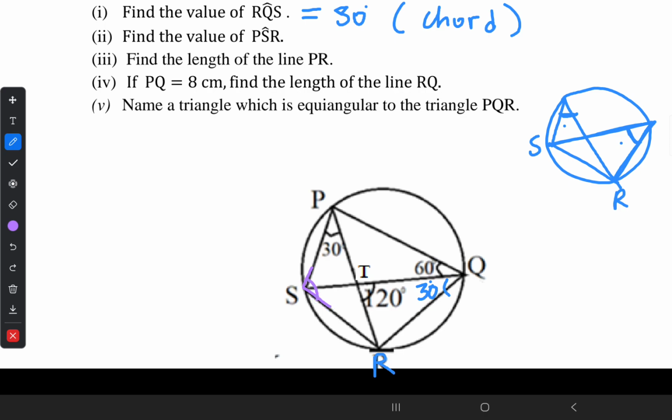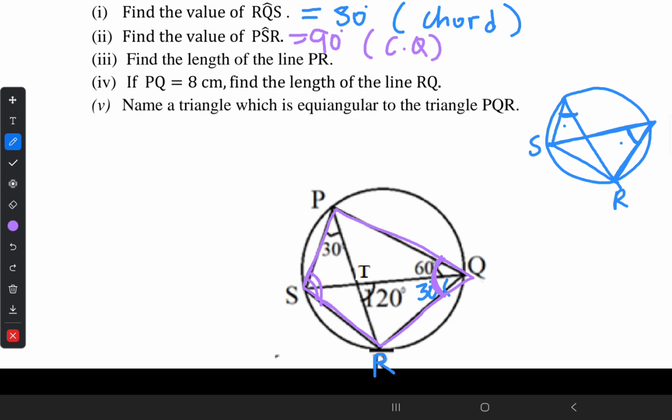And next, PSR, that means this angle. This is also simple. All these points P, Q, R, S are on the circumference of the circle. So this is creating a cyclic quadrilateral. The sum of opposite angles of a cyclic quadrilateral is 180, supplementary angles. Already this opposite angle PQR is 90. So PSR also would be 90 degrees because of the cyclic quadrilateral theorem.